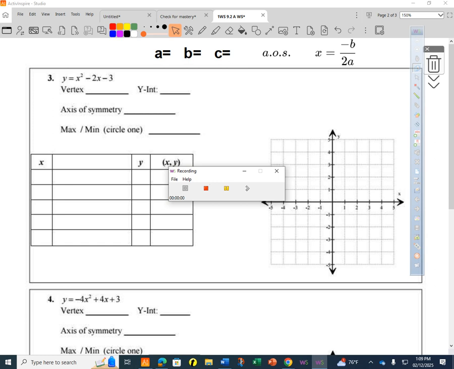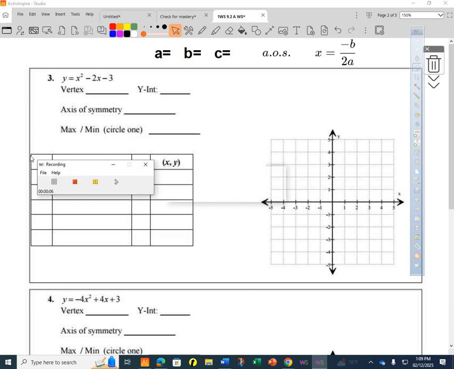As promised, I'm doing one of your homework problems for you, which only leaves you 3. We're going to do number 3. So our first step is making sure that the quadratic equation is in standard form, and it is.